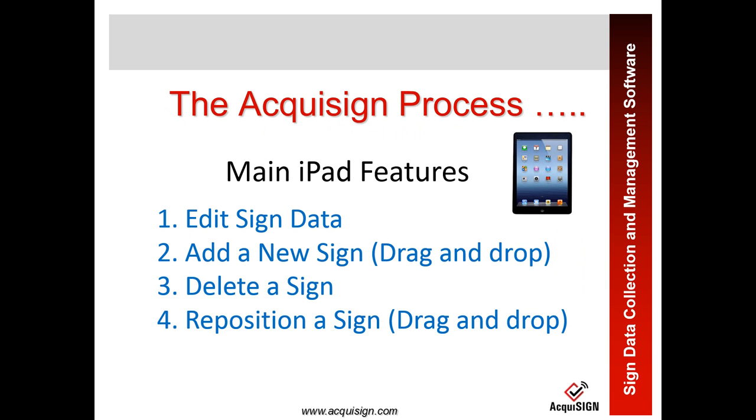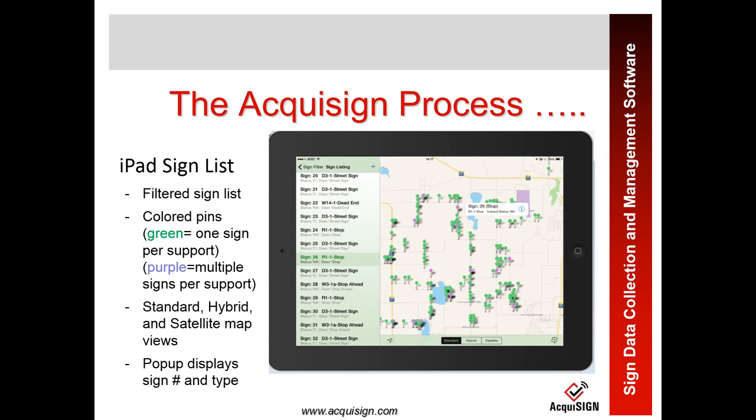With an iPad in the field, a user can edit sign data, add a new sign, delete a sign, or reposition a sign. The main iPad screen generates a filtered list of road signs selected by the user and a map that displays those signs with colored pins. Green pins indicate one sign panel on the support structure, and purple pins are support structures with multiple sign panels.